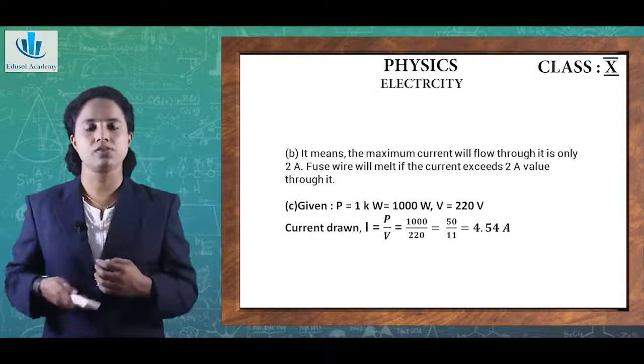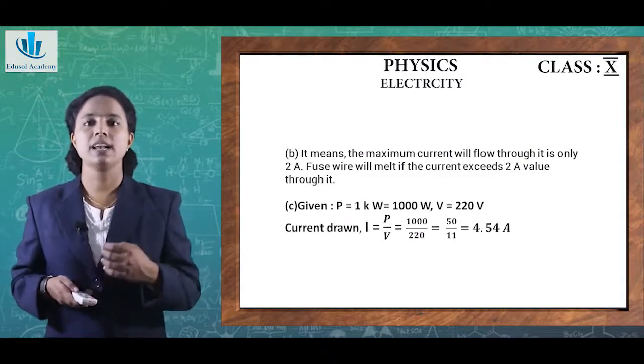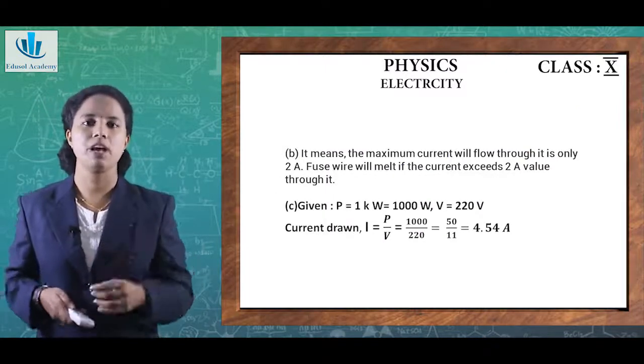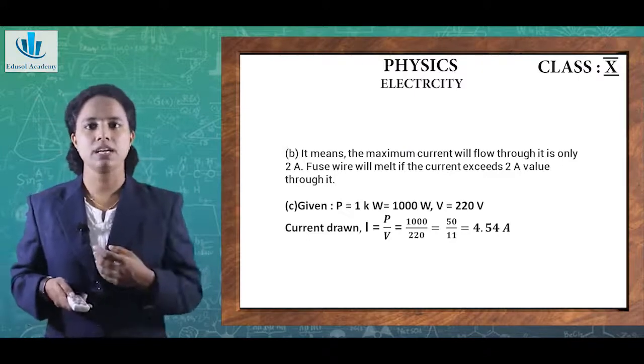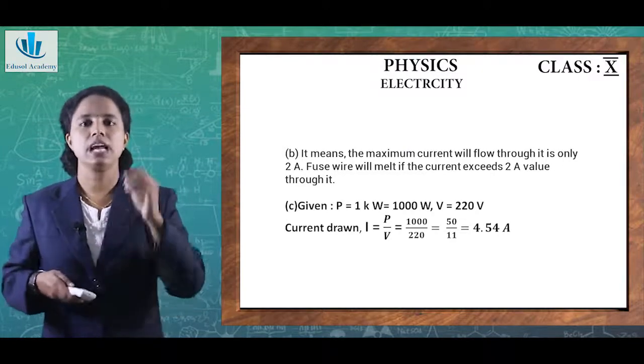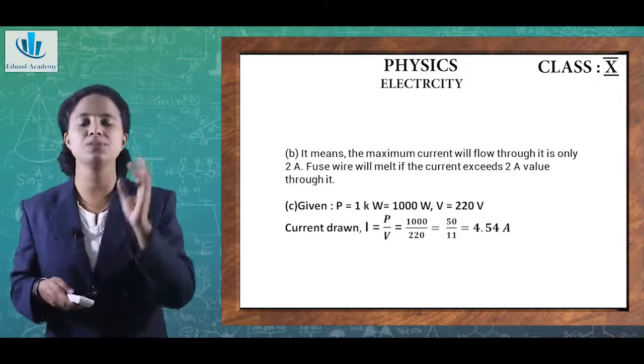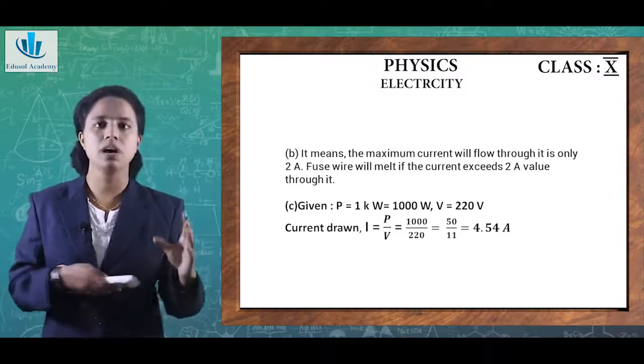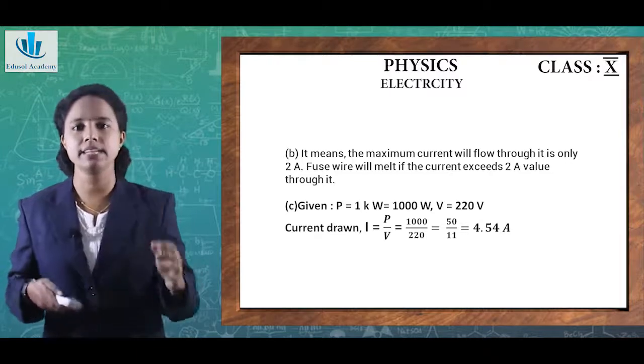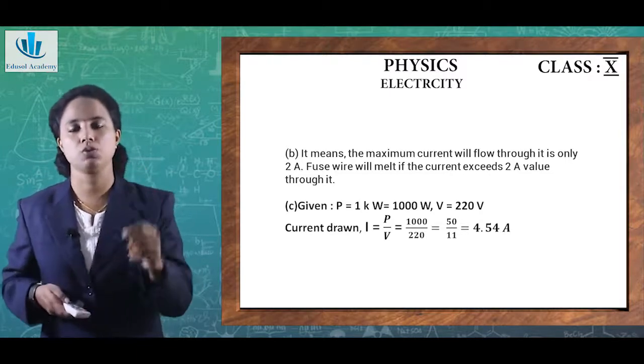So the second question, it is asked, an electric fuse is rated at 2 ampere. What do you mean by this statement? That is, it will mean that the maximum current that will flow through it is only 2 ampere. The fuse wire will melt if the current through it exceeds the 2 ampere value.